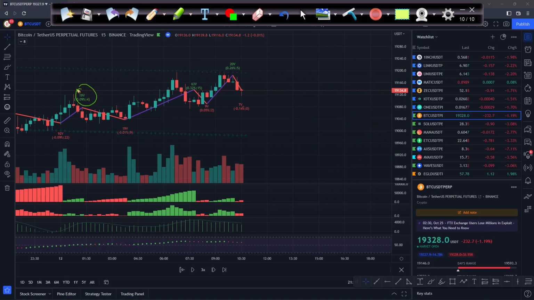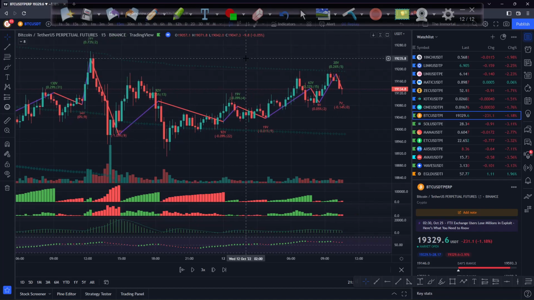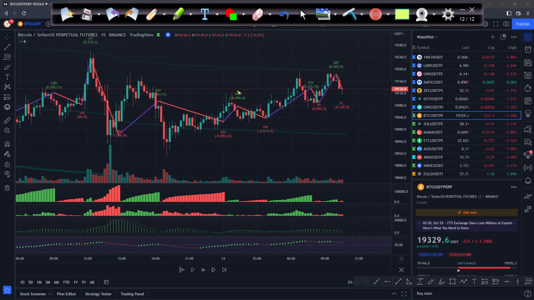Here we see 19 units of volume, and then here again 19 units of volume. On this up wave, we always have to look at the market from left to right. Here we had a nice down movement. But see, effort is good, but the result is not that good.